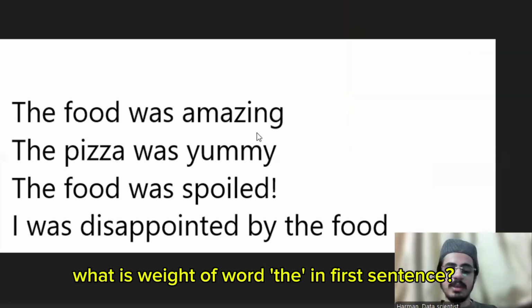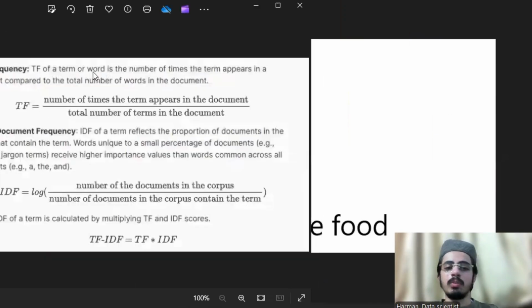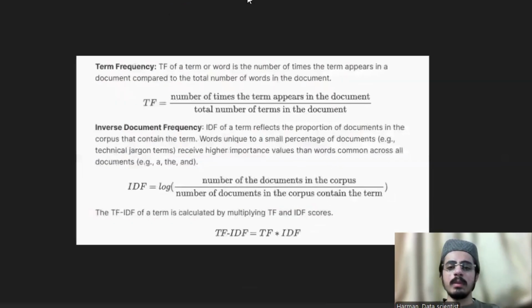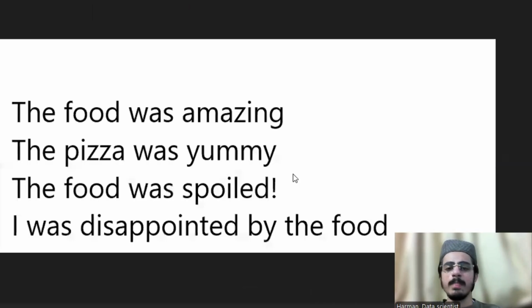So here is the formula. You can see the term frequency and inverse document frequency. We have also discussed it in a previous video in detail. So let's implement it now. You can take a screenshot of it.